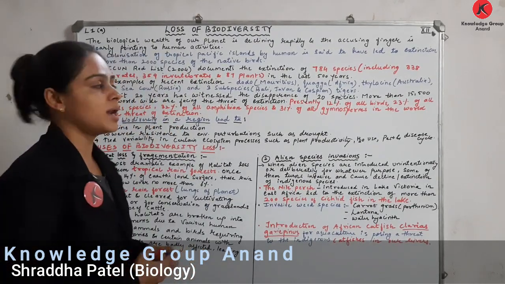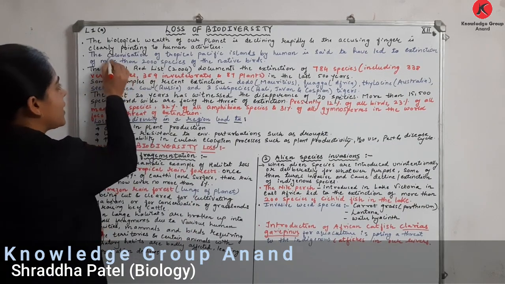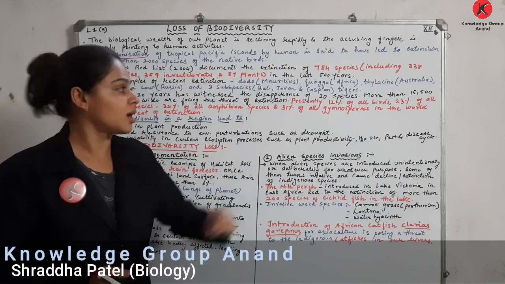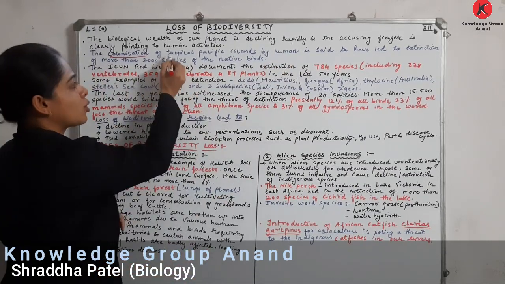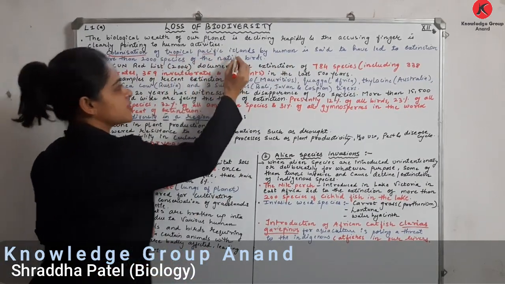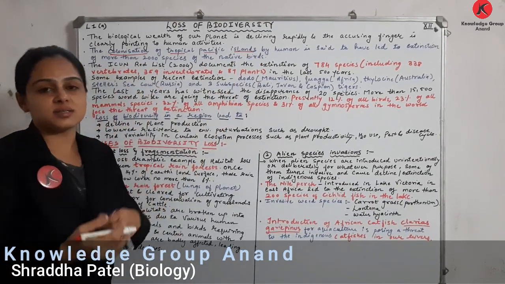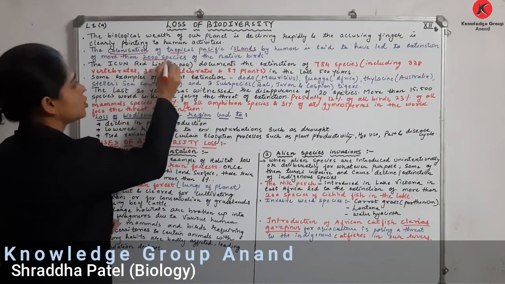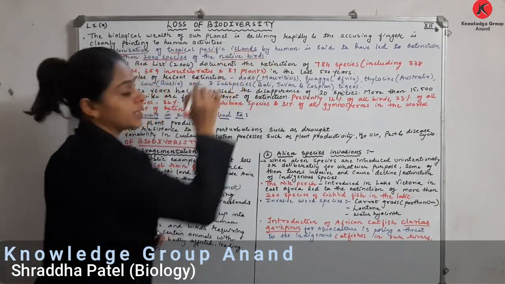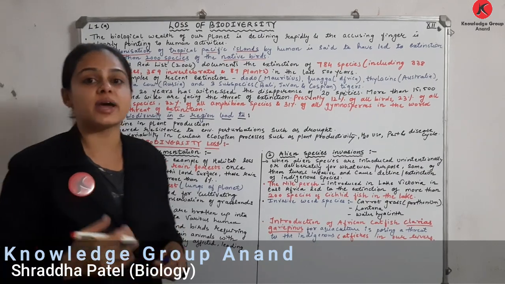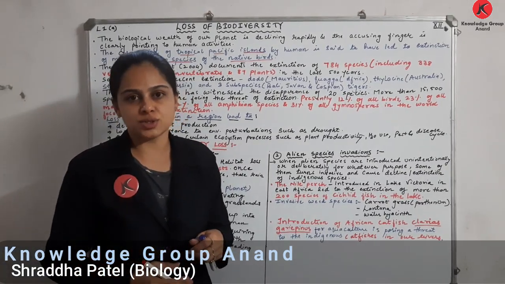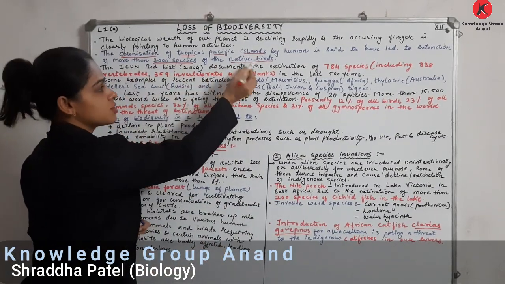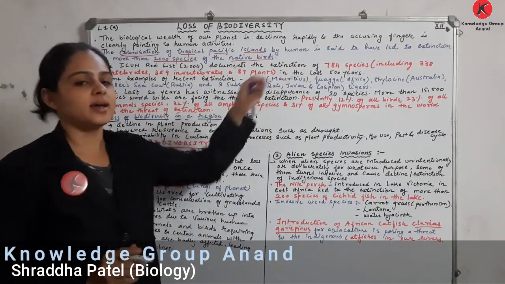One such example I have written here: the colonization of tropical Pacific islands by humans. Where did humans colonize? Tropical Pacific islands, and this leads to the extinction of more than 2000 species of native birds. Due to colonization by human beings, the bird species that were living there, more than 2000 species of those native birds, are extinct.